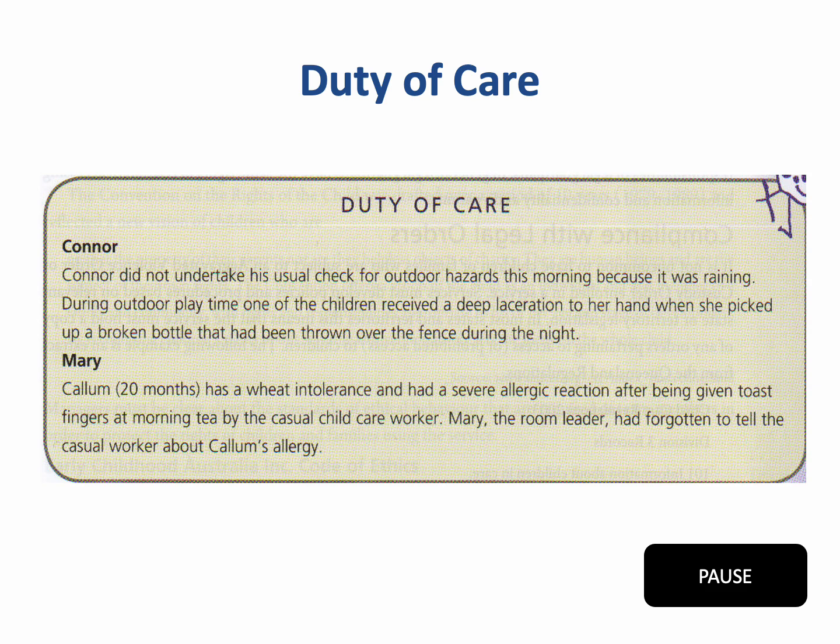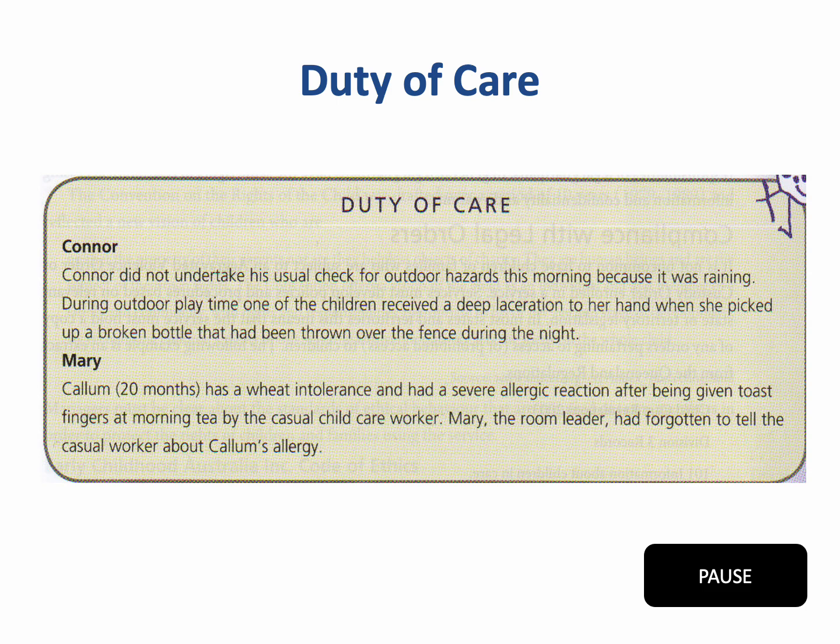So the first scenario is about Connor. Now, Connor did not undertake his usual check for outdoor hazards this morning because it was raining. During outdoor playtime, one of the children received a deep laceration to her hand when she picked up a broken bottle that had been thrown over the fence during the night. So your task is to determine, was a duty of care owed? Was a duty of care breached? So that's foreseeability, magnitude, gravity, prevention and justification. And did damage or loss occur as a result of that breach, that causation?